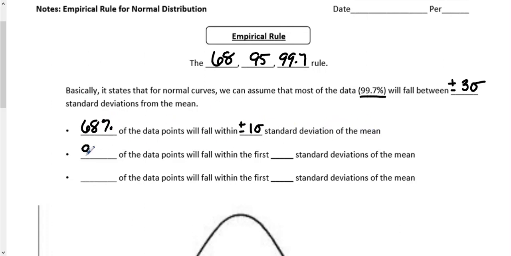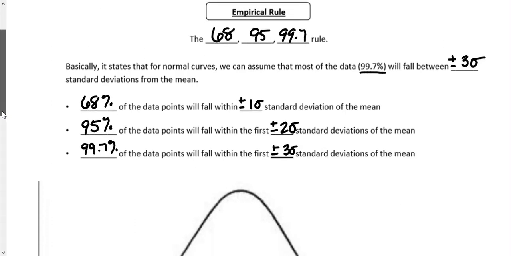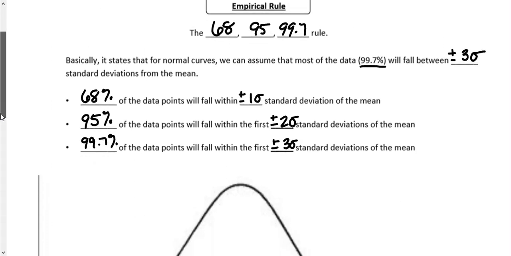And then 95% of the data will fall between plus or minus 2 standard deviations from the mean. And 99.7% will fall within plus or minus 3 standard deviations from the mean. And this rule only does plus or minus 3 standard deviations. That's the highest we will go to.